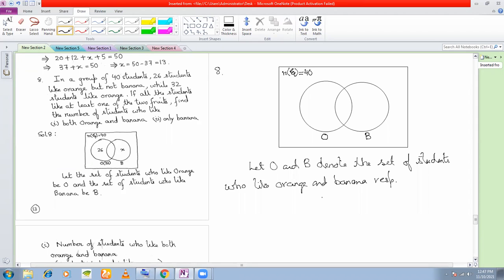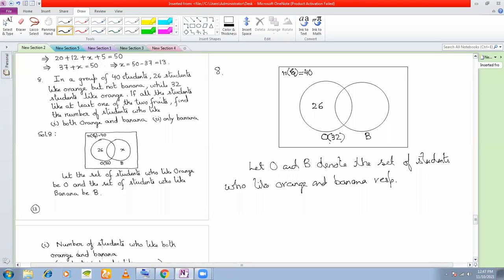Okay, now let's read the question and try to label. 26 students like orange but not banana. 26 students like orange only, so you can write directly within the circle 26. Okay, while 32 like orange, that means this includes some people who may like banana, so we write 32 here. If all the students like at least one of the fruit, find the number of people. Now we have the two questions, so whatever was given, we have labeled it in the figure.